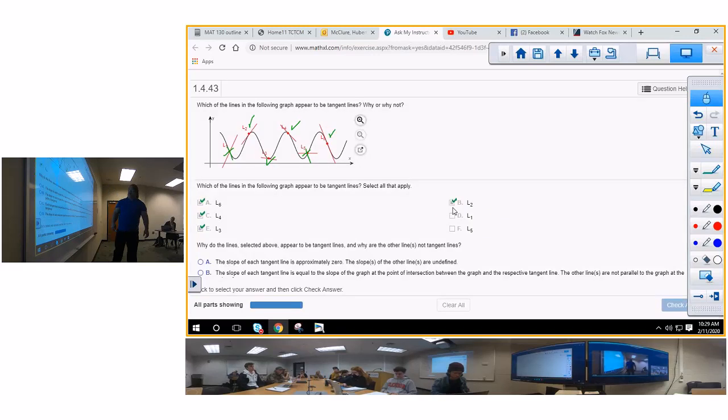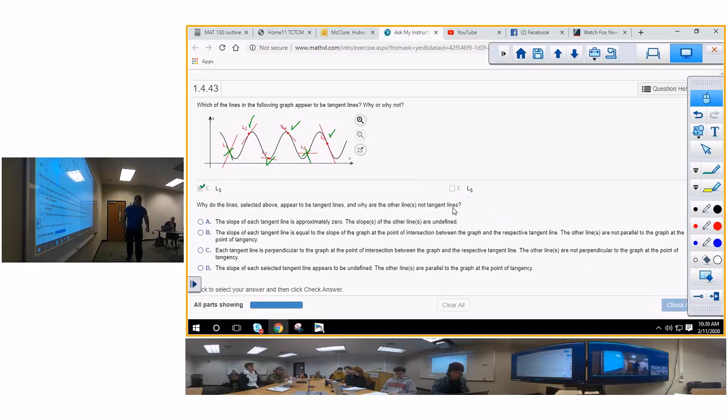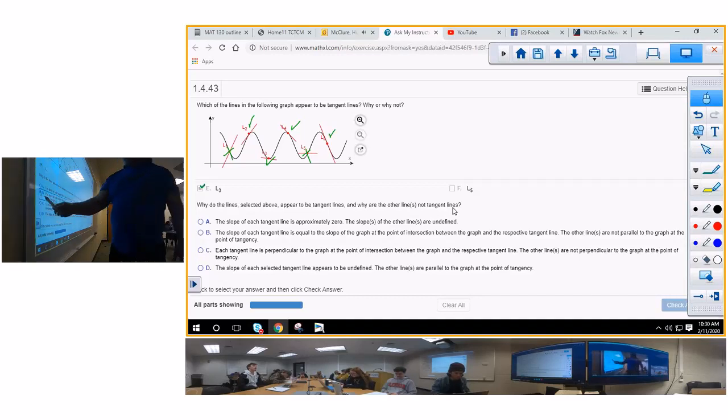Okay, remember, tangent lines, oh God, we're going to have Philadelphia lawyer questions now. Okay, tangent lines do not cross. Why do the lines selected above appear to be tangent and why the other lines not tangent? Read over that and see if it says anything about they are along the line, they do not cross the line. See if it says something to that effect. Parallel is a good word. So, which one does it look like? I'm thinking B.